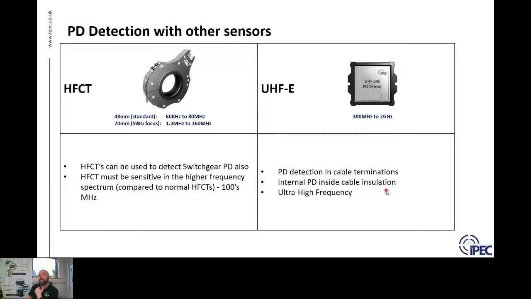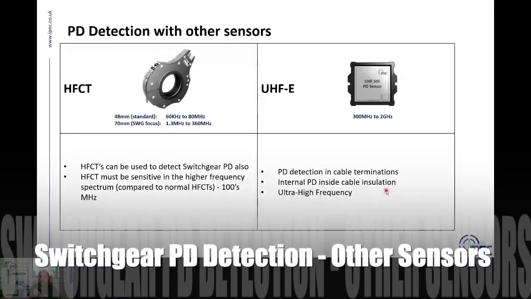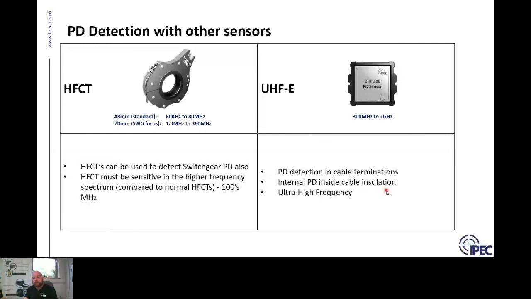Okay, then finally, PD detection with other types of sensors. Of course we all know that something like an HFCT is primarily used for detecting PD in underground cables. However, HFCTs can also detect PD in switchgear. A normal HFCT, or rather the IPEC specification HFCT, is 60 kilohertz to 80 megahertz, but we do have some dedicated switchgear focused HFCTs.